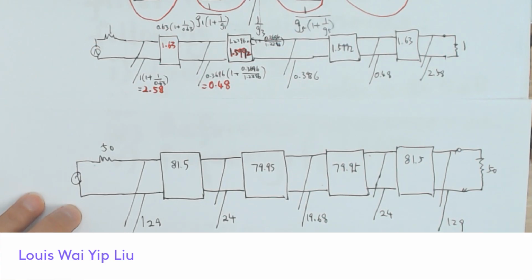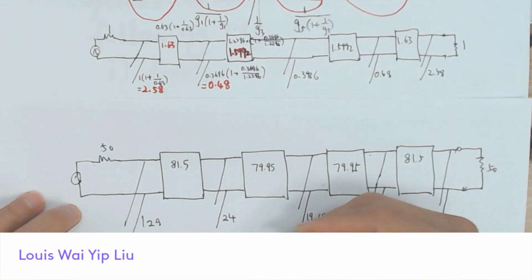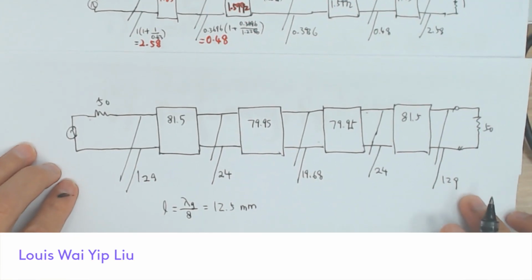So we divide this by 3 gigahertz. 0.1 divided by 8. So it's 12.5 millimeter. Okay.